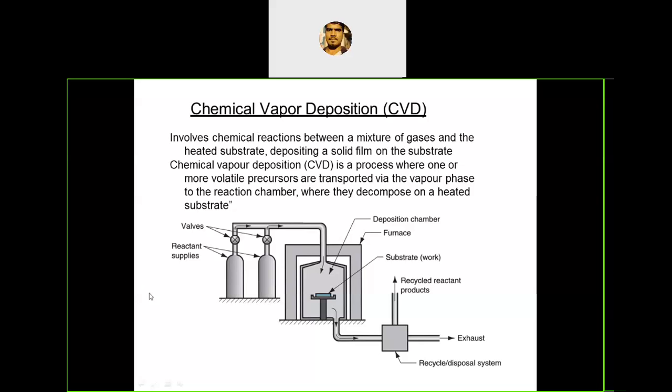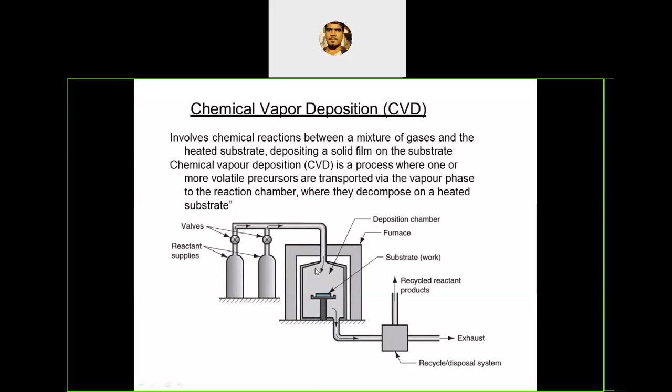Yes, you can observe here. These are the two reactant suppliers, gases, and these are the valves which control the flow rate. This is the reaction chamber, and this is a substrate, and this is a substrate holder, or just a table, on which we place the substrate or workpiece, in the deposition chamber or reaction chamber.